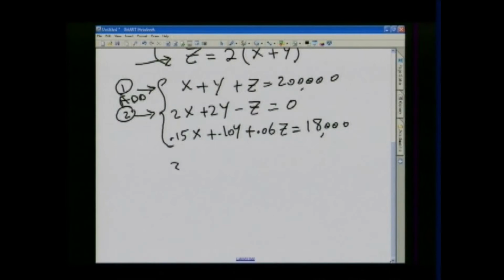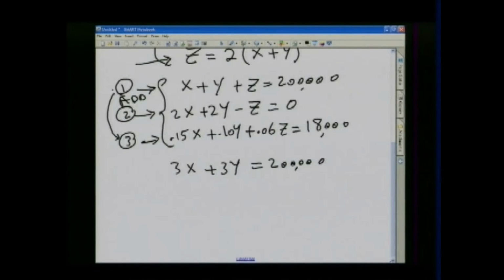I would get 3x plus 3y. The z would cancel, and it should equal 200,000. Then between the first one and the third one, in order to eliminate z, I have to multiply the first one by minus 0.06 and then add it up to the third one.